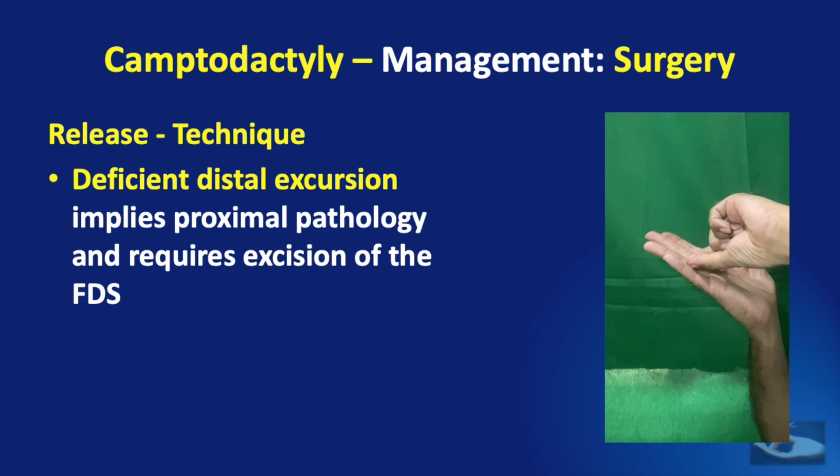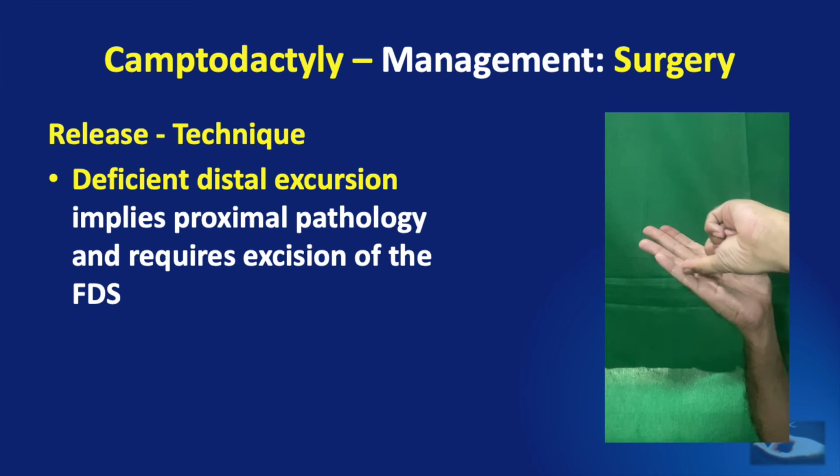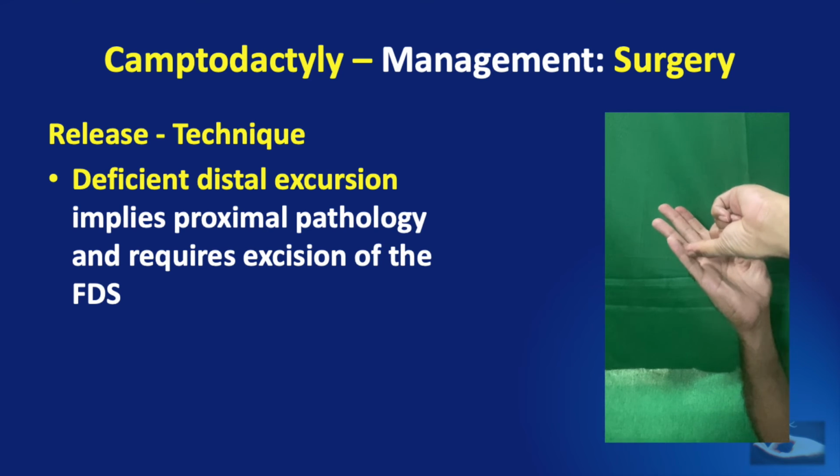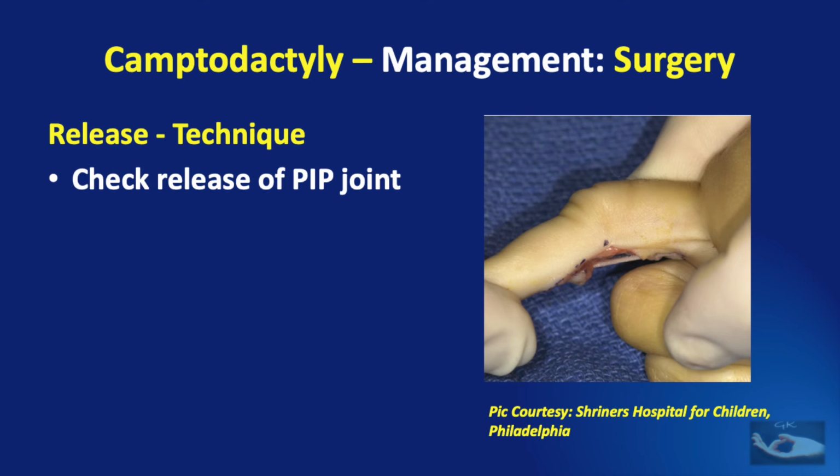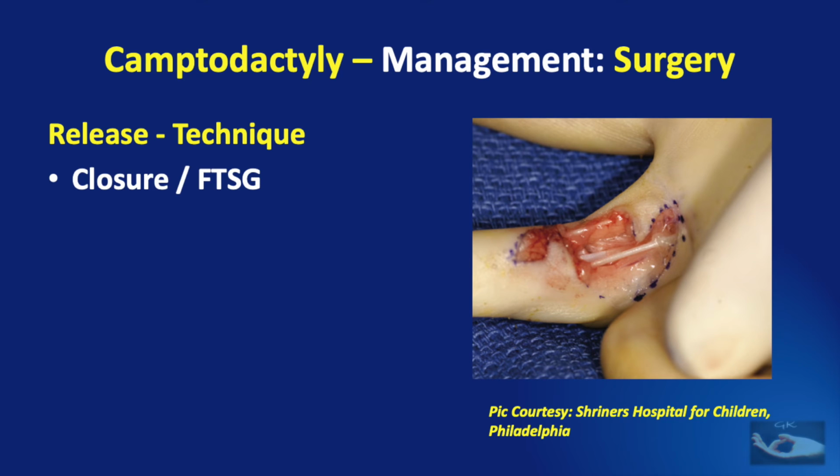Lack of distal excursion, that is, by pulling the proximal tendon distally, if there is no good gliding, it implies proximal pathology and requires excision of the flexor digitorum superficialis. After release of the FDS tendon, the PIP joint extension is assessed. If adequate extension is achieved, the Z-plasty is closed. If there is any skin defect, it requires full thickness skin grafting.